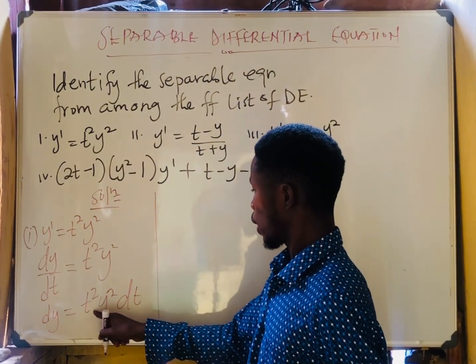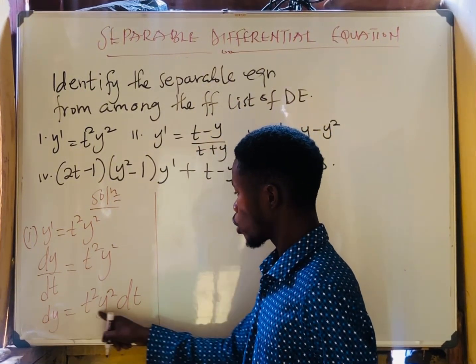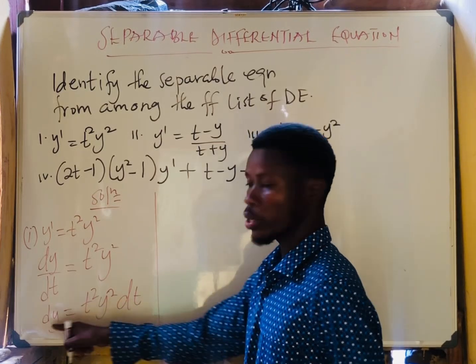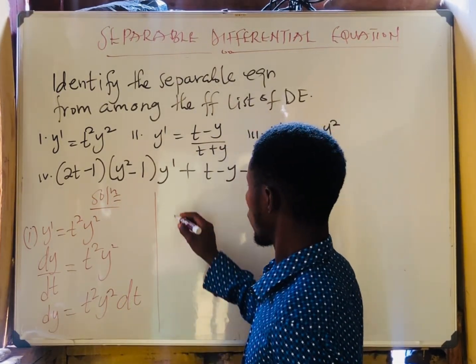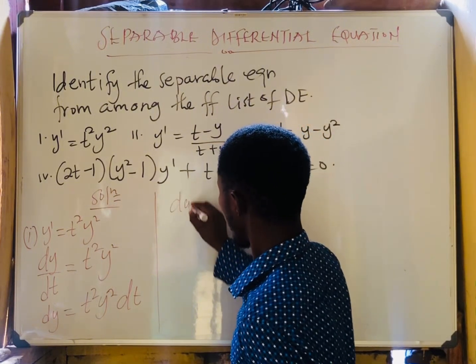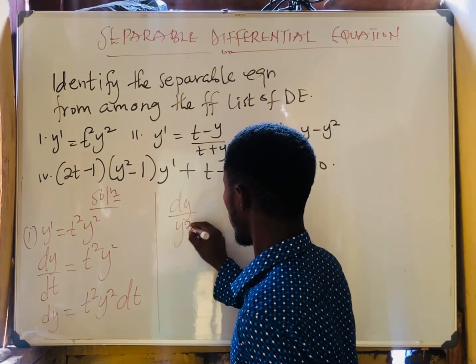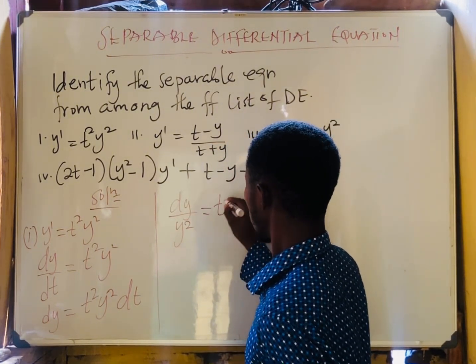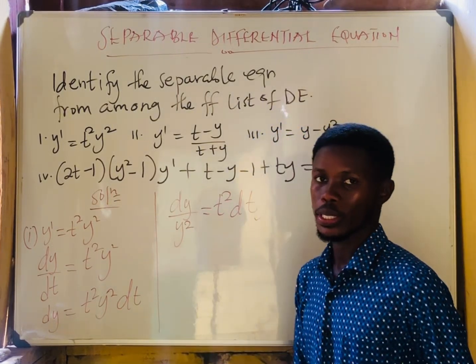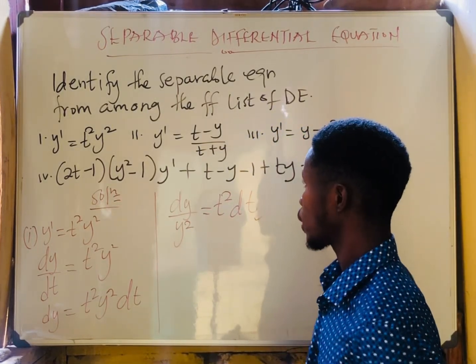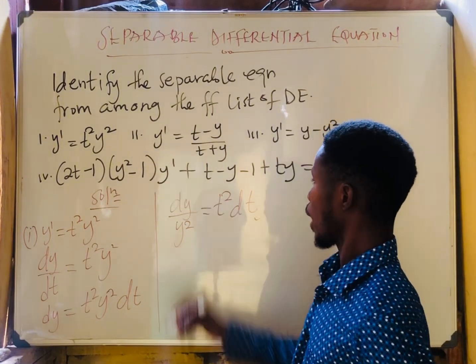Now looking at this one, here the y is here, the y is here. So if I want to send the y squared to this place, I just divide both sides by what? y squared. So I'm going to have dy over y squared equals t squared dt, and this is separated. Have we seen that? Yes. Now let's look at the next one.